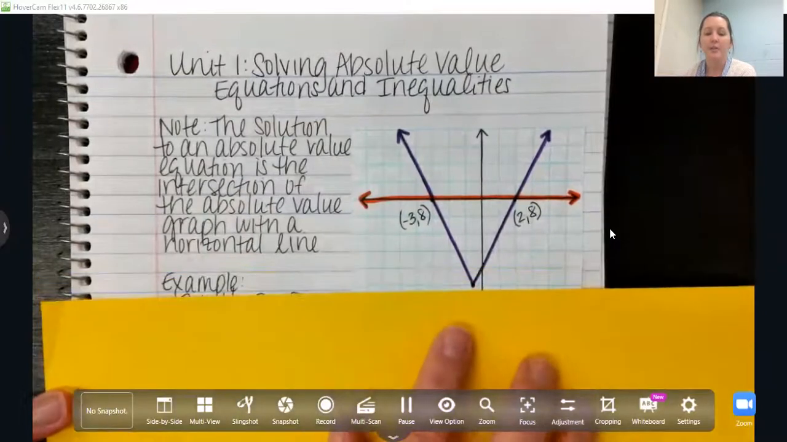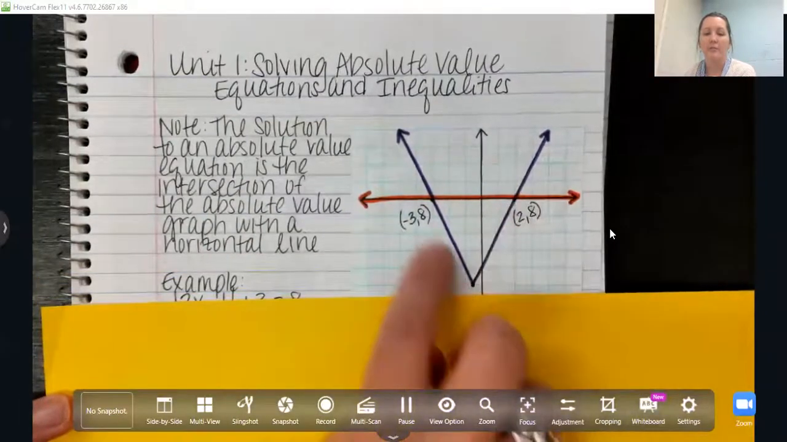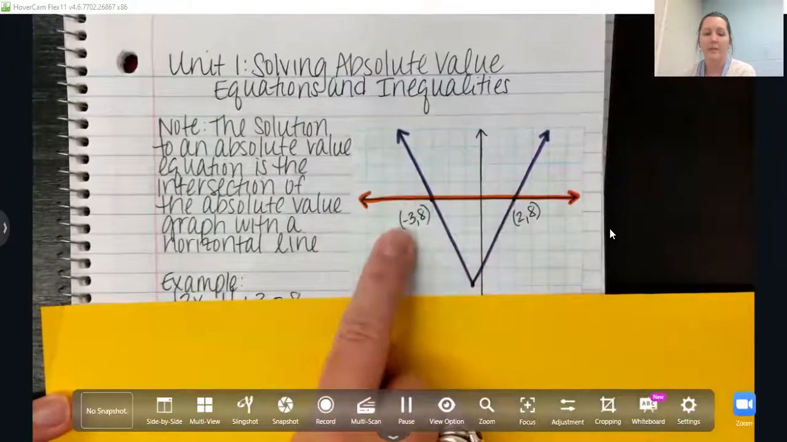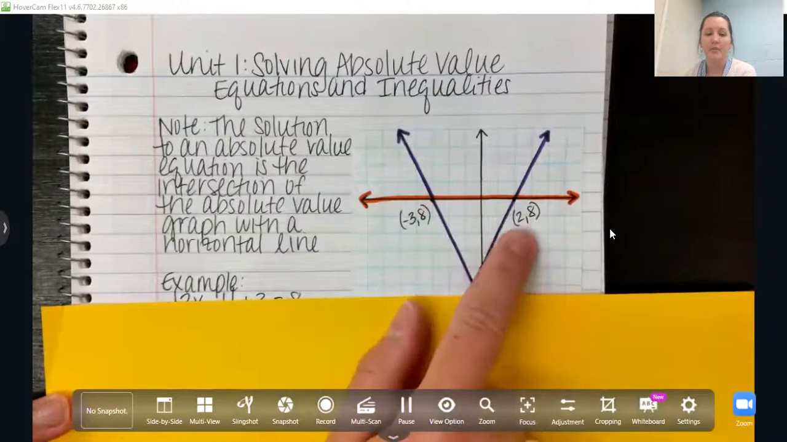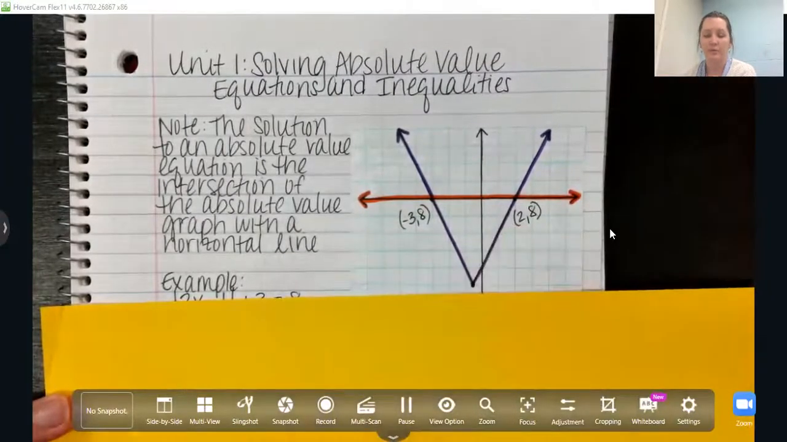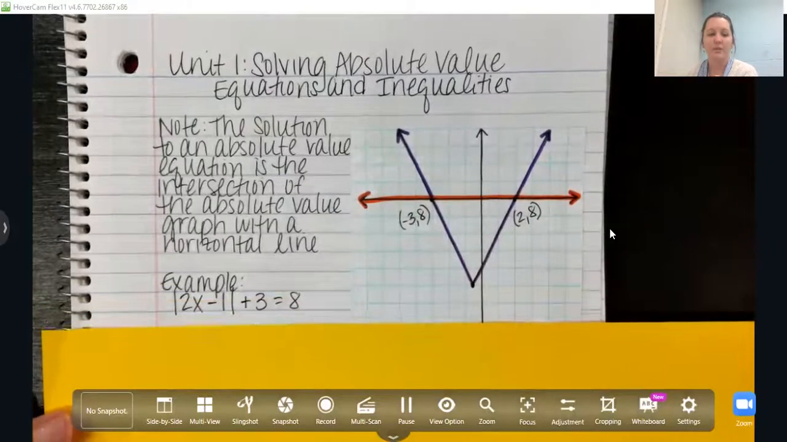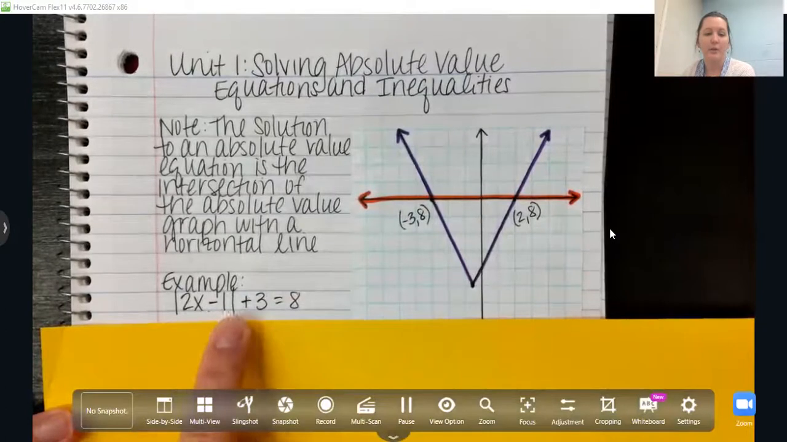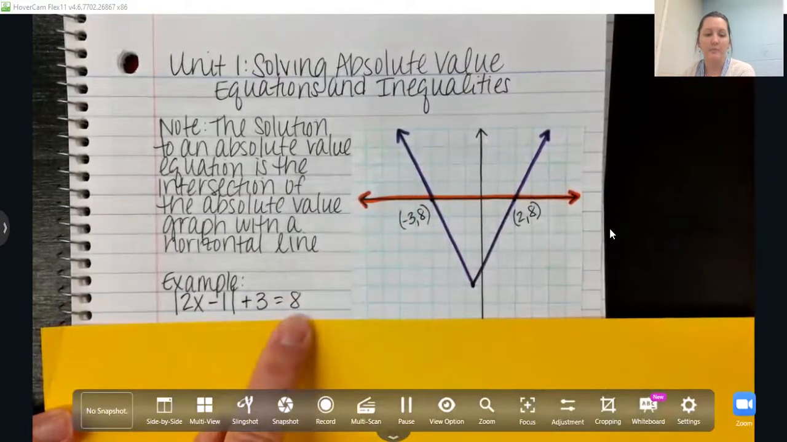So you can see here, I have my absolute value graph and the intersection of this horizontal line, and the intersection is (-3, 8) and (2, 8). So my solutions here are -3 and 2, and I'll show you what that looks like algebraically. So here's my example. The absolute value of 2x minus 1 plus 3 equals 8.